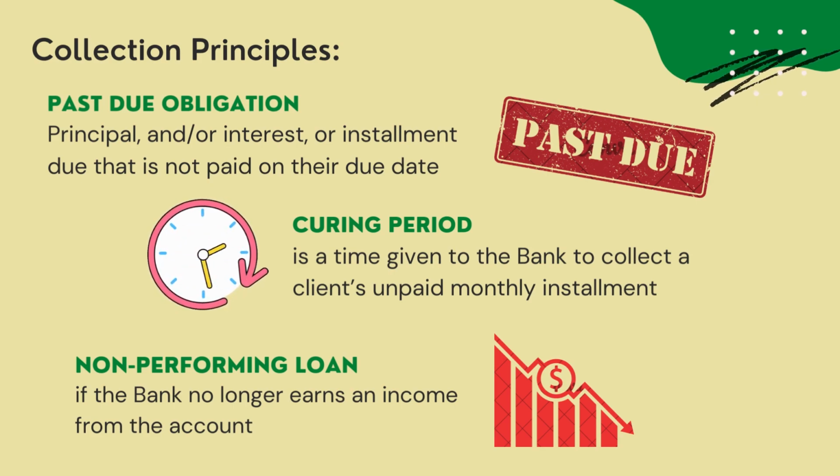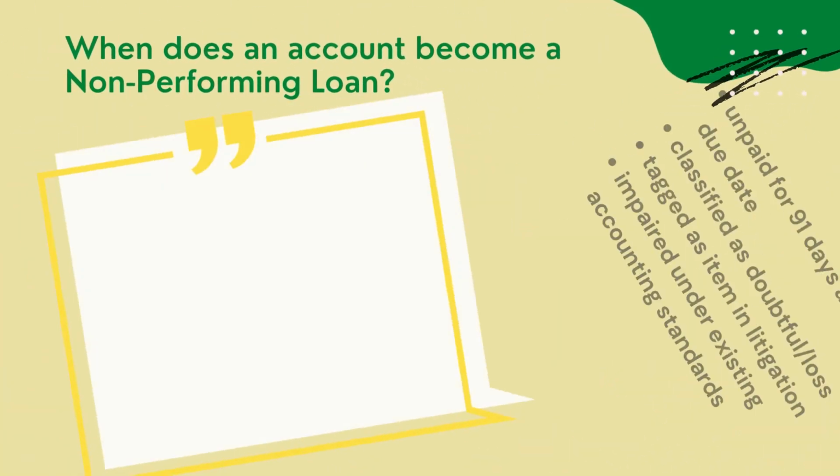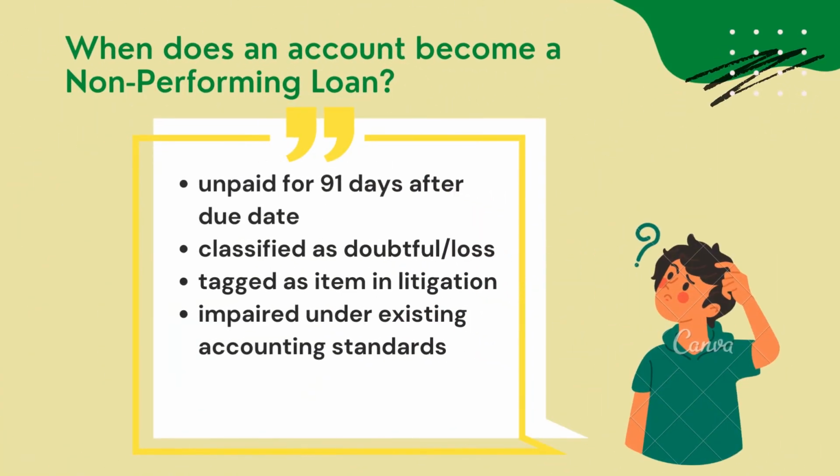A loan is considered non-performing if the bank no longer earns an income from the account. The accrual of interest stops once an account is tagged as non-performing loan. The interest accrual will only continue once NPL is reverted to current status. When does an account become a non-performing loan? A consumer loan is considered a non-performing loan based on the following criteria. If loan is unpaid for 91 days after due date, if it's classified as doubtful or loss, if a loan is tagged as items in litigation, or if a loan is impaired under existing accounting standards.